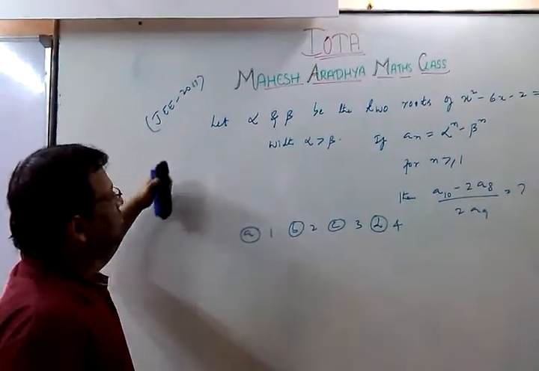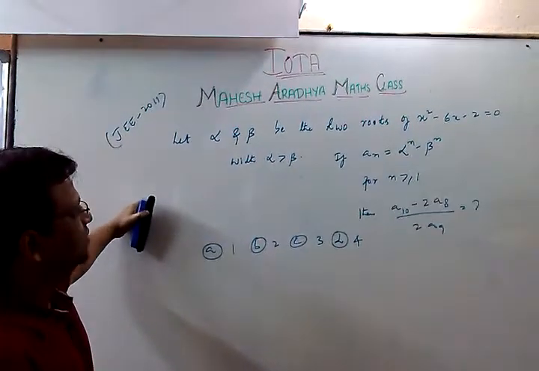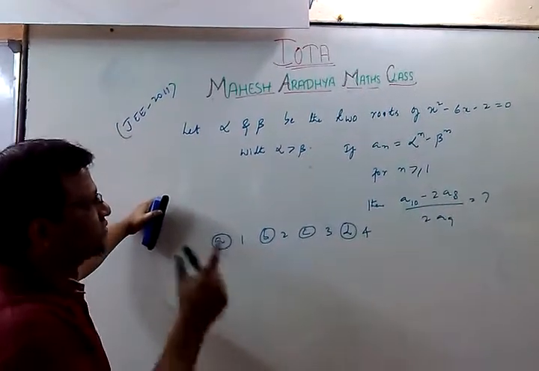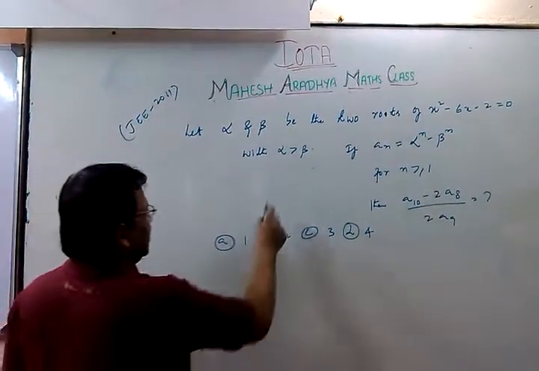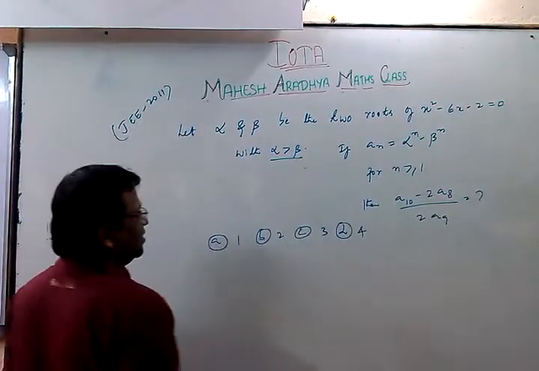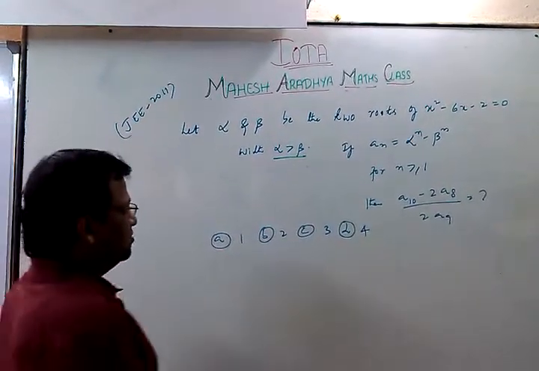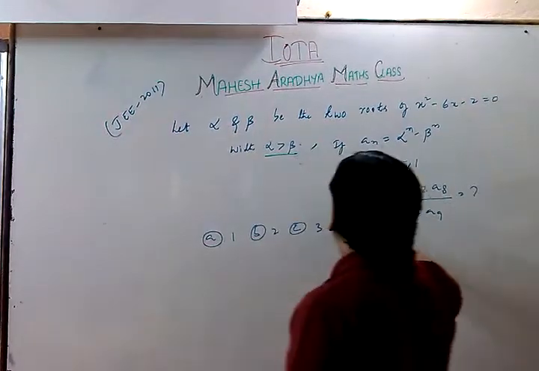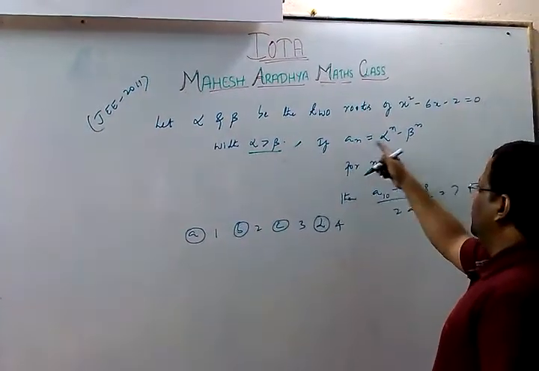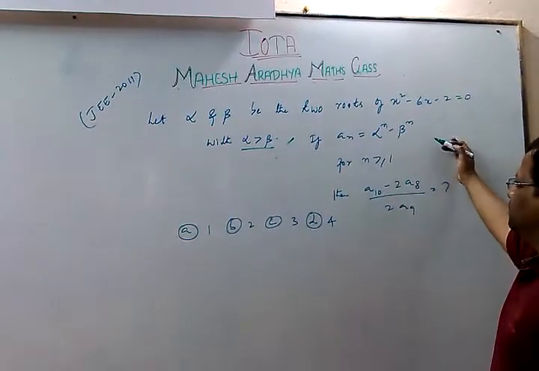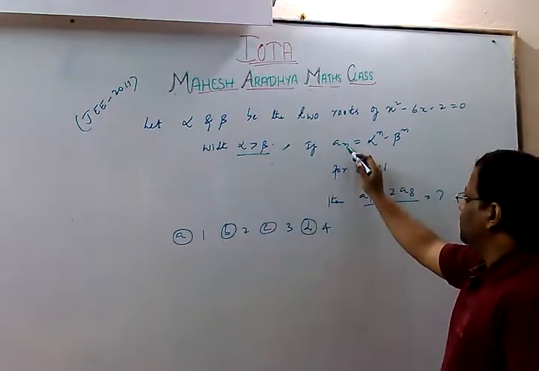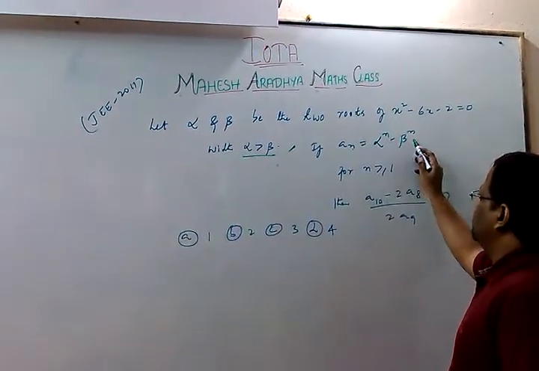2011 problem. Let alpha and beta be the two roots of the quadratic equation, with the condition alpha greater than beta. Also, if an is defined as alpha to the power n minus beta to the power n, this means an is equal to alpha to the power n minus beta to the power n.